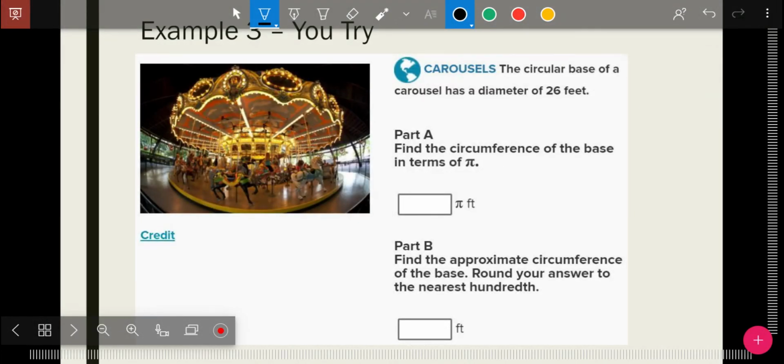You go ahead and give this one a try. The carousel has a circular base with a diameter of 26. Find it in pi and find it in not pi. What is the circumference in pi and in not pi?